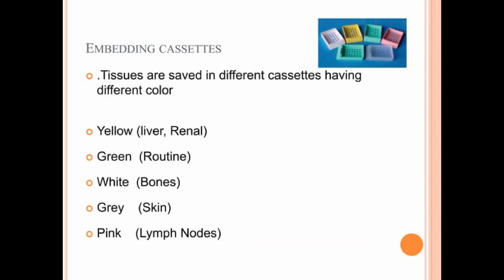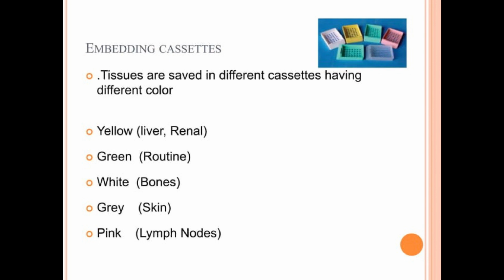What are embedding cassettes? Embedding cassettes are small containers used to hold tissue samples during processing and embedding. They allow tissue to remain organized and identifiable throughout the preparation process. Purpose. The cassette ensures that the tissue is securely held while it undergoes dehydration, clearing, and wax infiltration. Color coding. Different colors of embedding cassettes are used to distinguish tissue types or cases for easy identification.